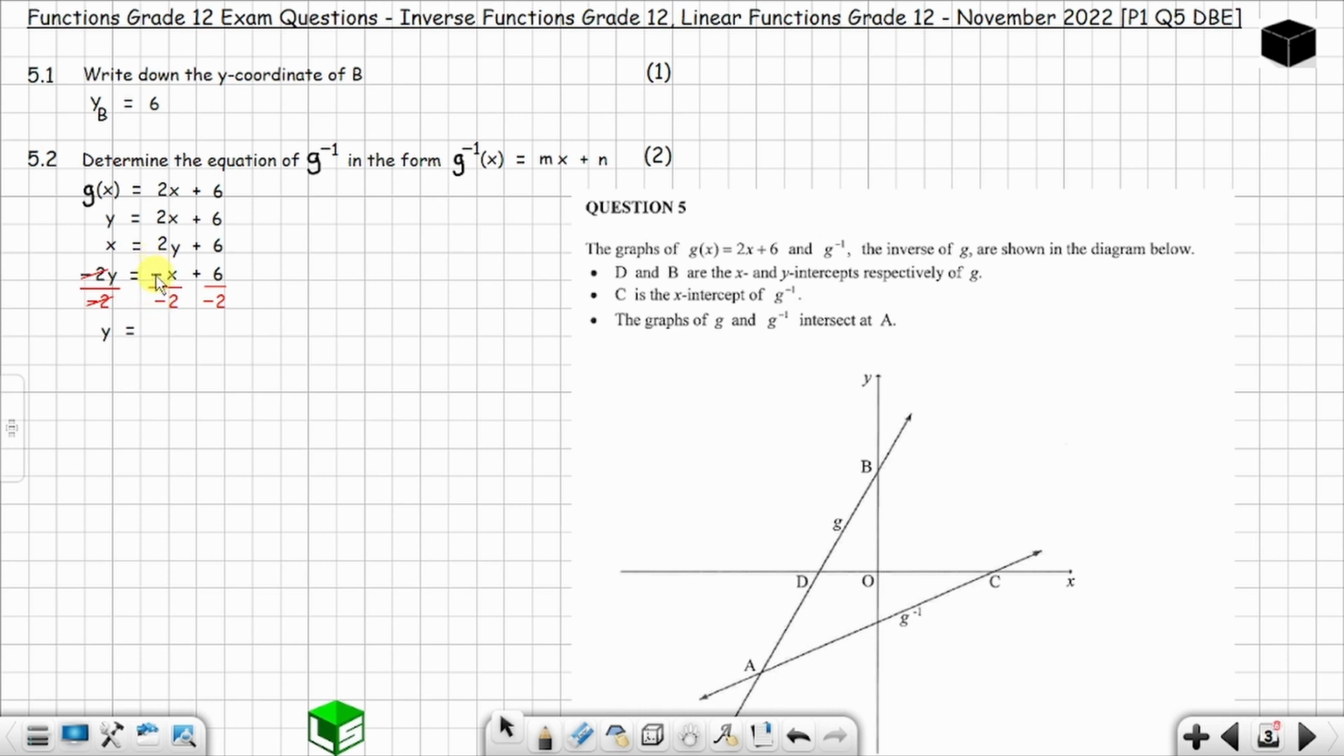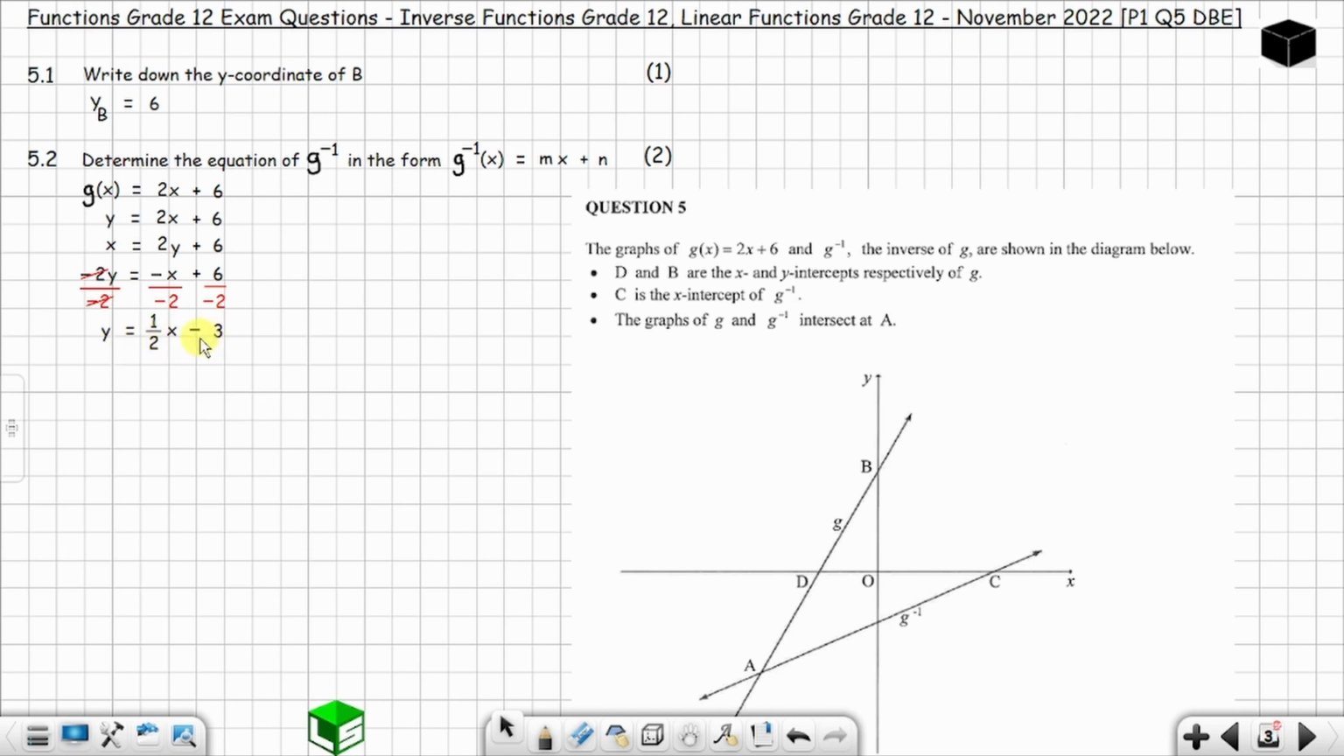And then you have 1, there is an invisible 1 there, 1 over 2, right? 1 over 2x. Negative divided by negative is positive. And we have 1 over 2x. You carry on. Now you have positive divided by negative, it's negative. 6 divided by 2, it's 3. So this is the equation of the inverse of g.